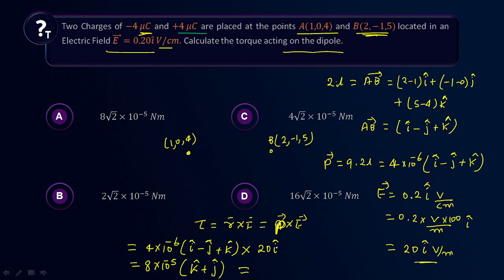They are asking the magnitude. It became a little bit messy. So the torque's magnitude will be equal to 8 into 10 to the power minus 5 into root under 1 square plus 1 square. So that will be root 2, right? So we have 8 root 2 into 10 to the power minus 5. Answer is A. Not clear?